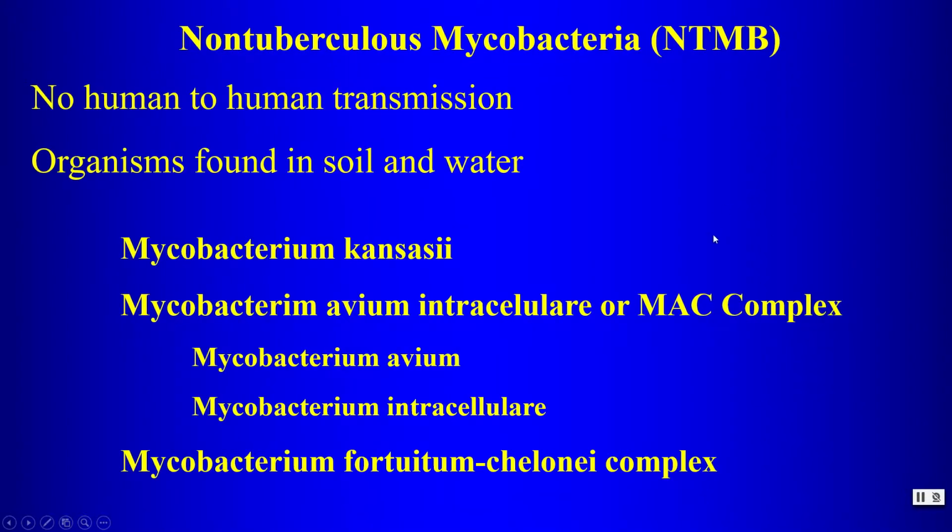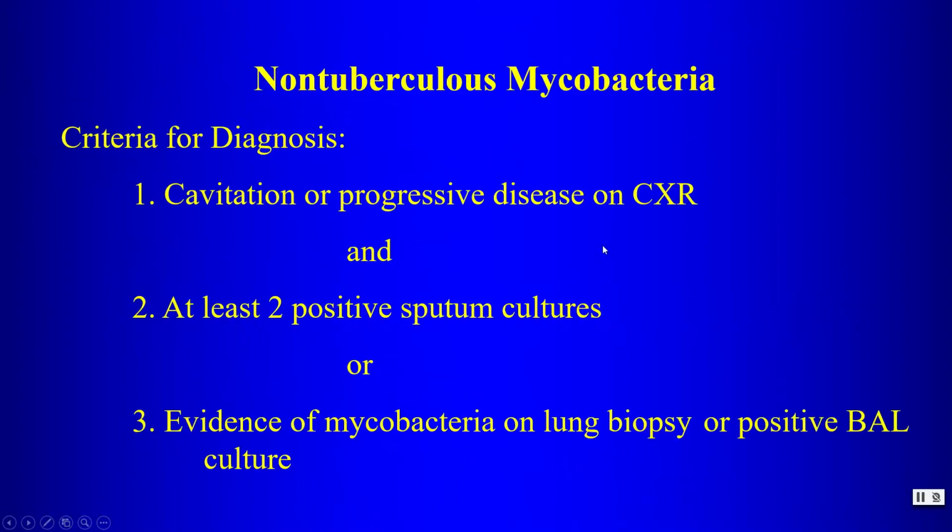So now let's move on to discuss these non-tuberculous mycobacterial infections or atypical mycobacterial infections. So what we need to know here is that there is no human-to-human transmission. These organisms are found within the soil and water, and the culprit organism is Mycobacterium kansasii, Mycobacterium avium intracellulare, or MAC complex, combination of these two organisms, and one of the rapid growers here, Mycobacterium fortuitum chelonae complex.